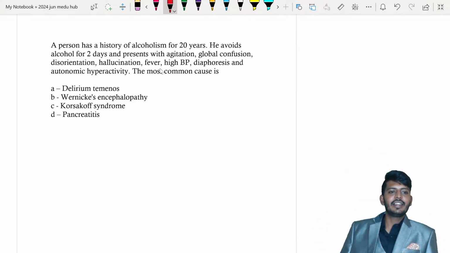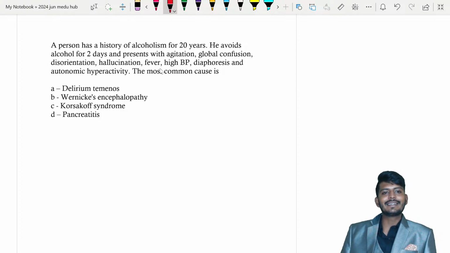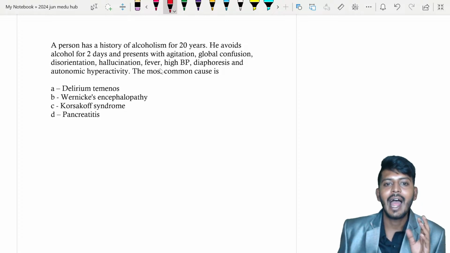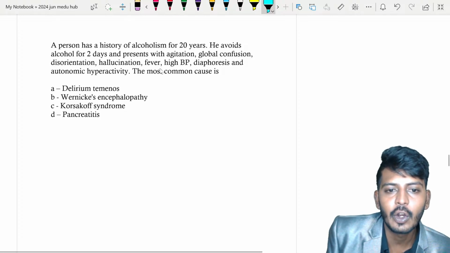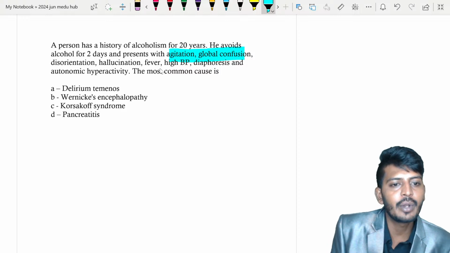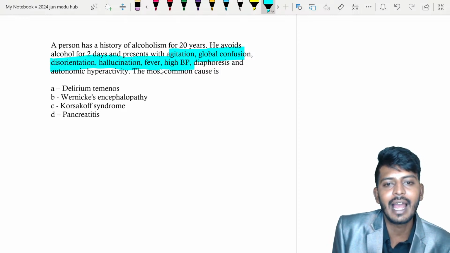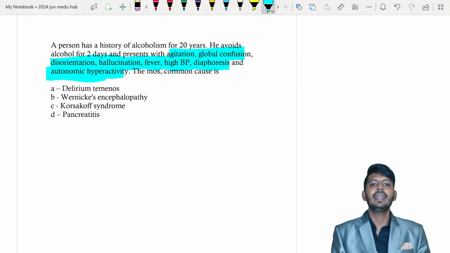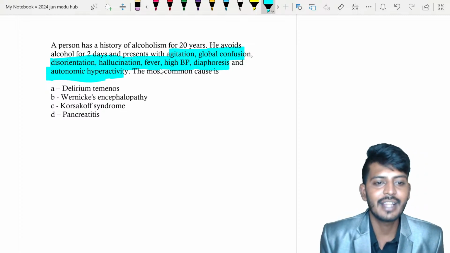A person has a history of alcoholism for 20 years. He avoids alcohol for 2 days. He's a permanent, professional drinker, for 20 years. He stopped the alcohol for 2 days and presents with agitation, global confusion, disorientation, hallucination, fever, high BP, diaphoresis and autonomic hyperactivity. So what is the diagnosis?